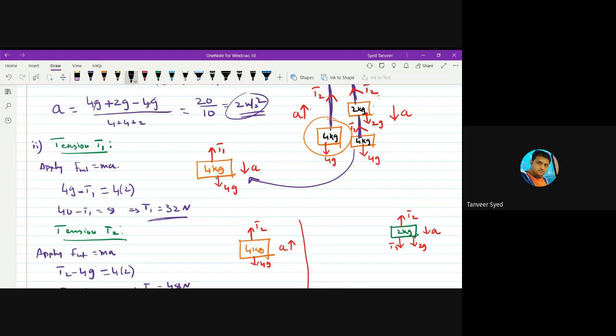Now to this, if I apply F net equal to ma, what is the net force? 2G plus T1 minus T2 is equal to ma. Correct.